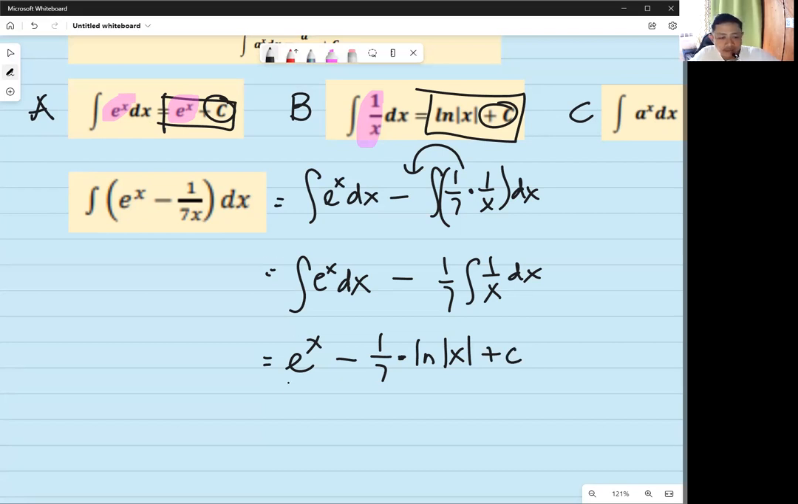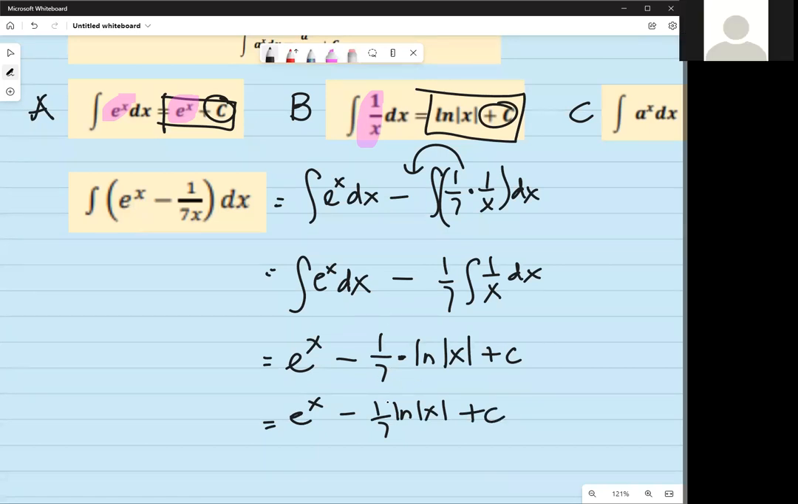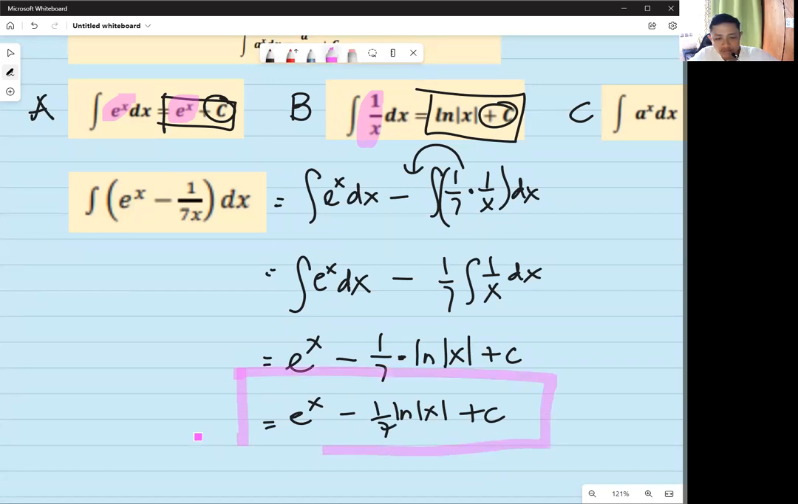Let's simplify it further. This can also be equal to e raised to x minus 1 over 7, let's remove the multiplication sign, ln the absolute value of x plus c. And we're done. Show me a reaction if you understood that process. That's all there is to it. Very good. Okay. And that's it.